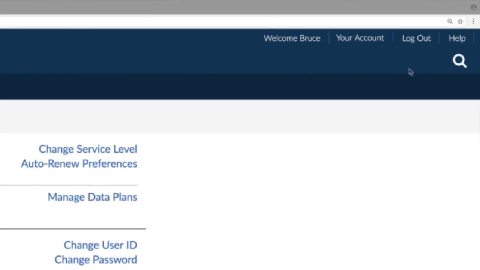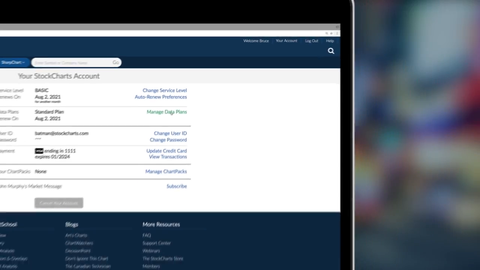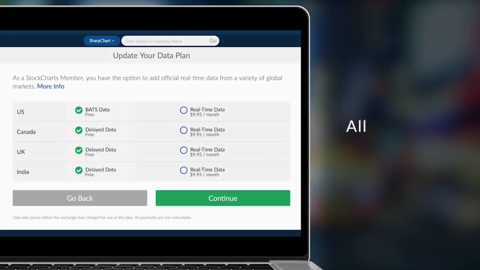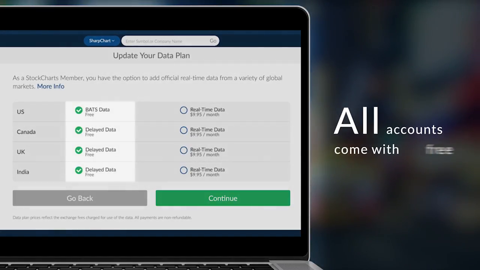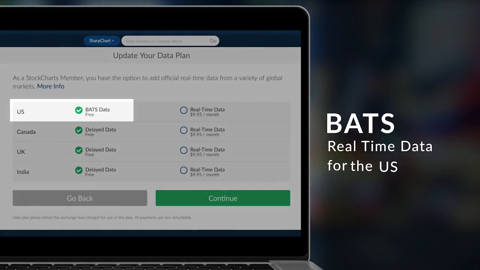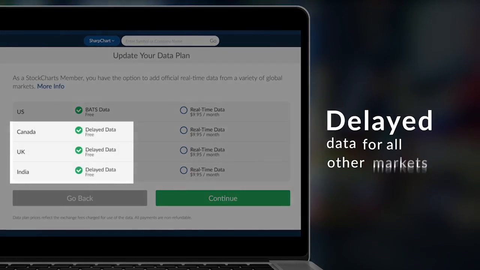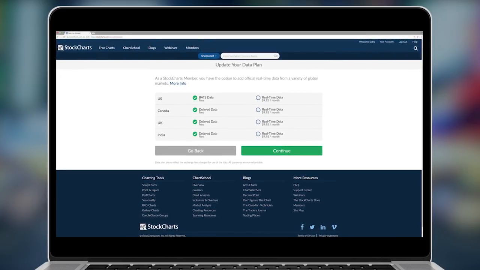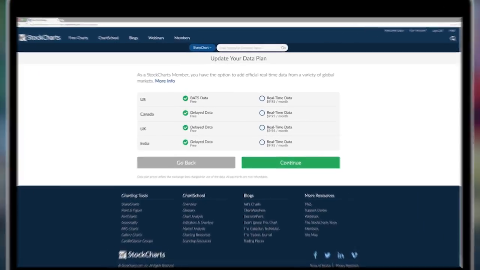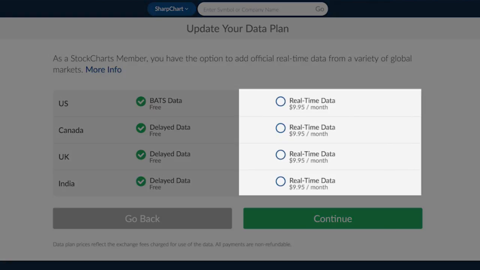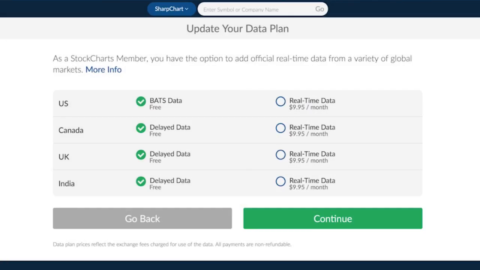Now that you've chosen a service level, let's find a data plan that works best for you. Regardless of service level, all StockCharts accounts come standard with our free data plan, which uses BATS real-time data for the US and delayed data for all other markets. However, if you want to enhance your StockCharts experience even more, you can customize your account by adding official real-time data plans for one or more of the stock exchanges we support.